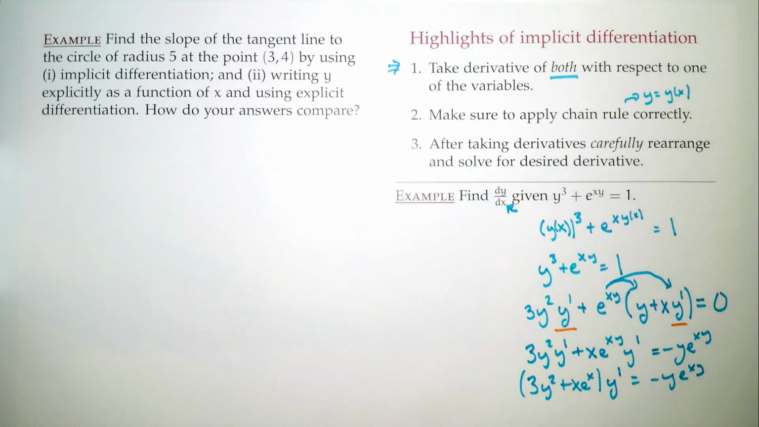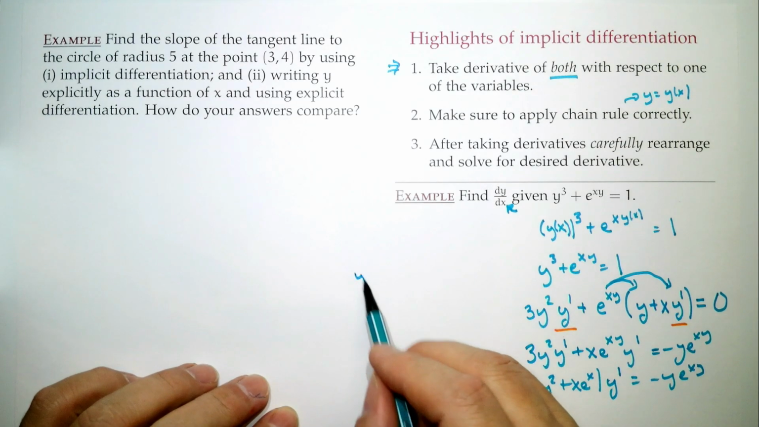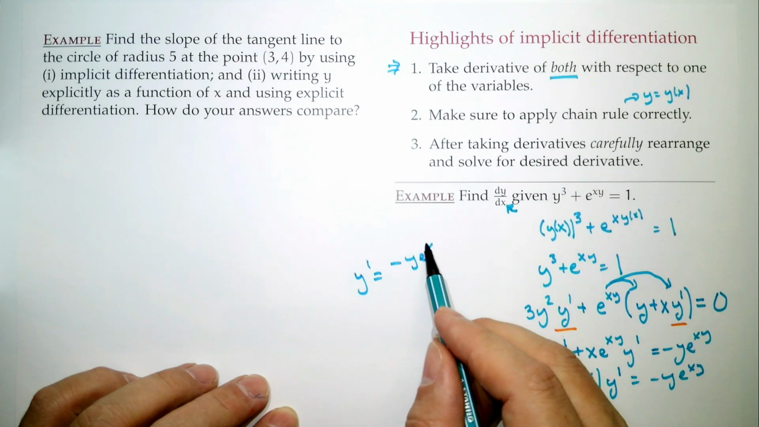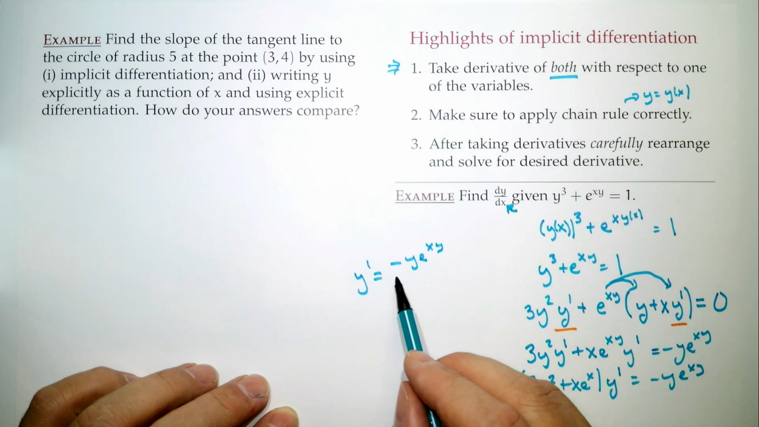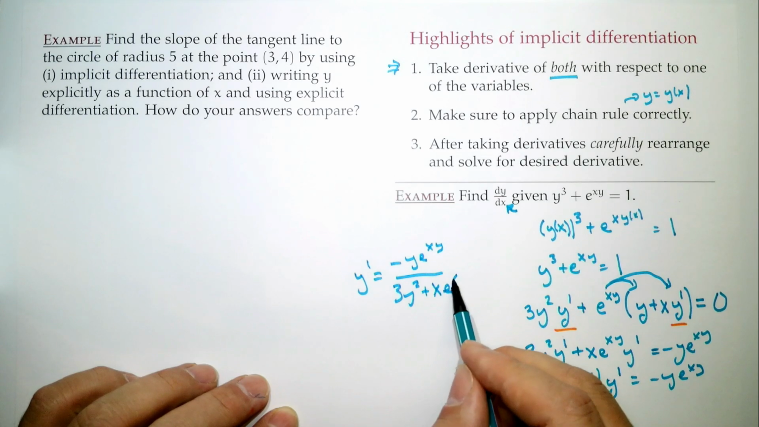Remember, what were we looking for? We're looking for getting y prime by itself. So what's our last thing? Divide through. So y prime is equal to negative y e to the xy, divided by 3y squared plus x e to the x.